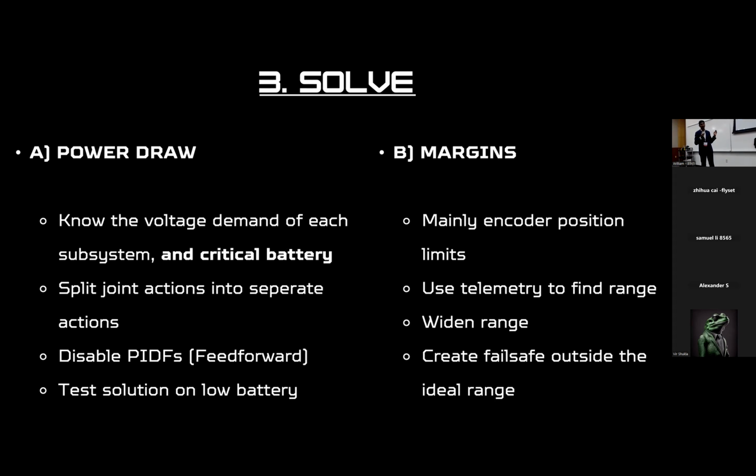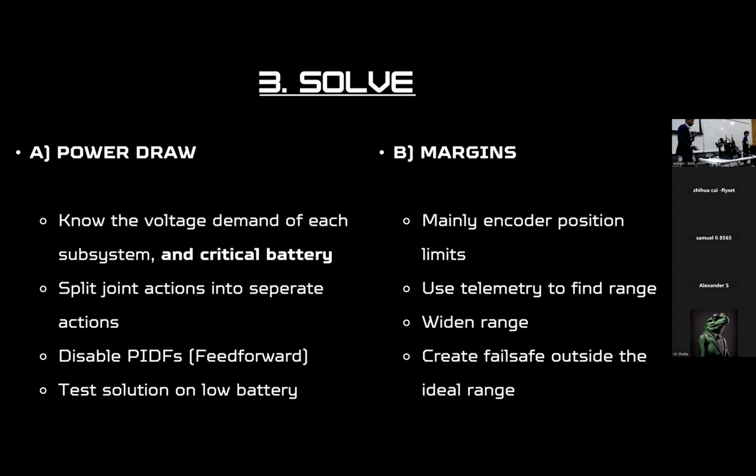Then when it comes to margins, margins are basically a problem where it works, but only sometimes, like you're pushing the margins, and that mainly comes with encoders. So say you need to score, and the position to score is right here, and assume in the match it goes there, and your margin of error is basically an error with encoders. You want to use the telemetry or logs to help debug where you need to go. And if you can, you should be able to widen the range.